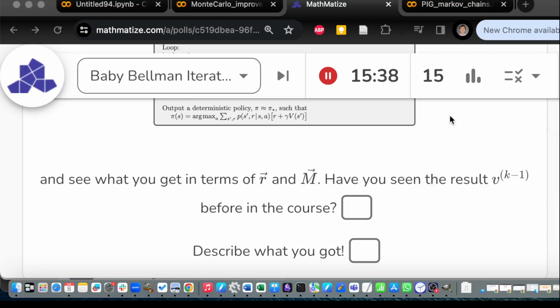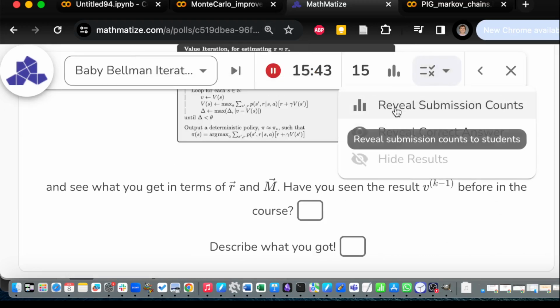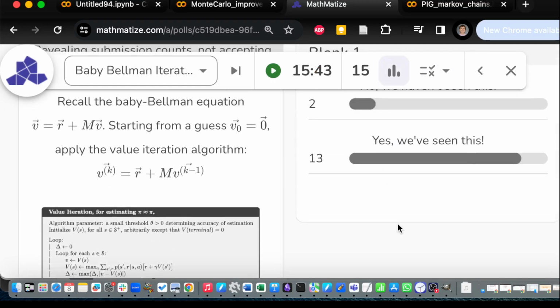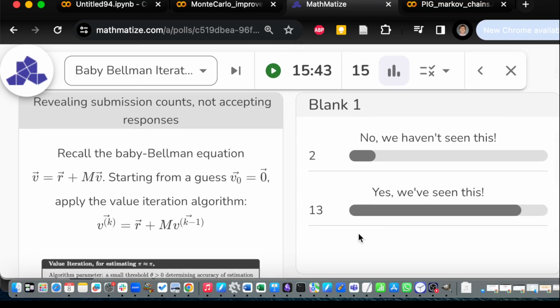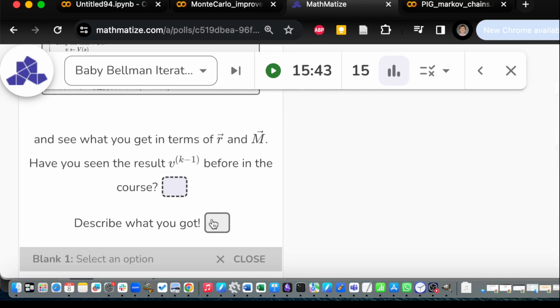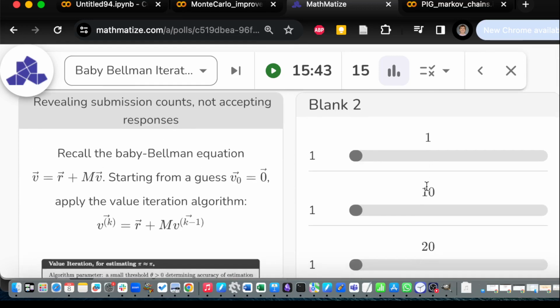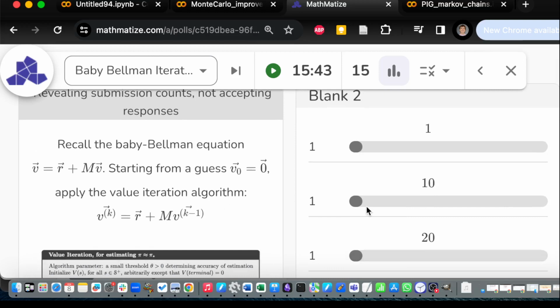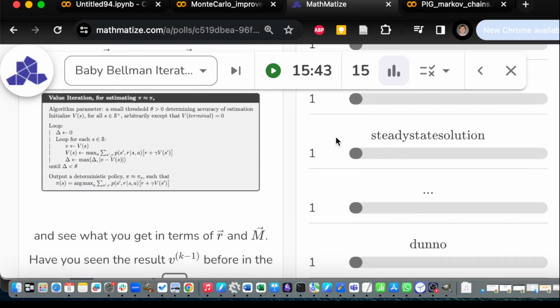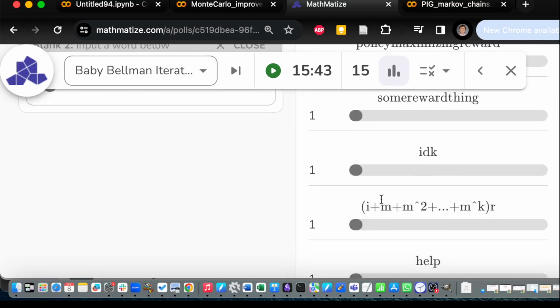Let me see what people got. What did people say? Have you seen it before? 13 people have seen it before. That is the correct answer. You should have seen it before. And what did you get? Okay, anyway, it's kind of like the steady state solution. It's like the right kind of thing, but not quite. Some reward thing.